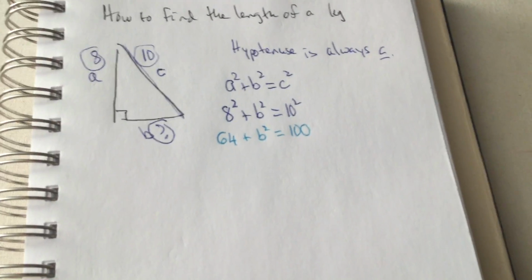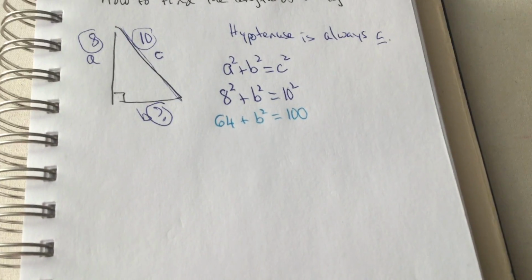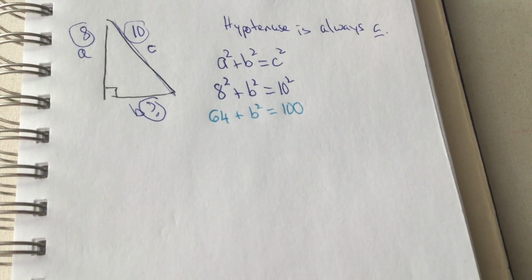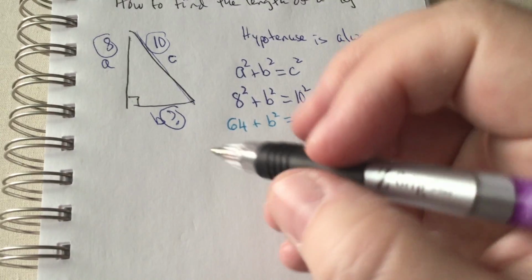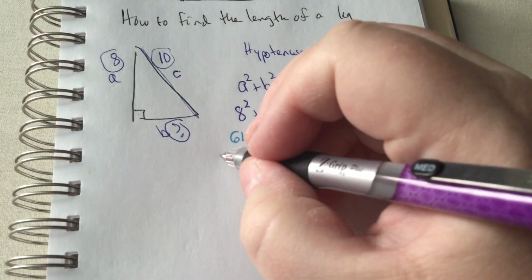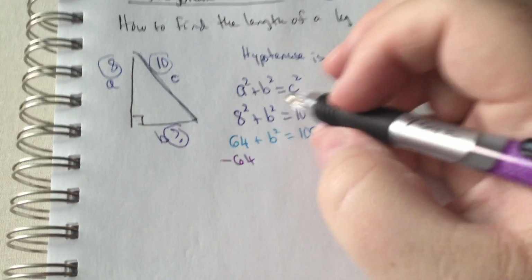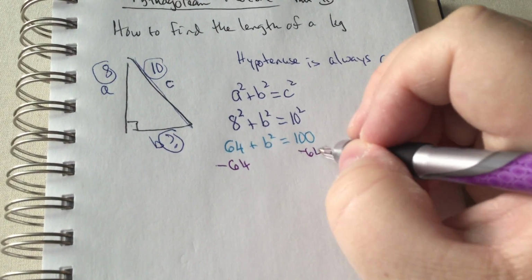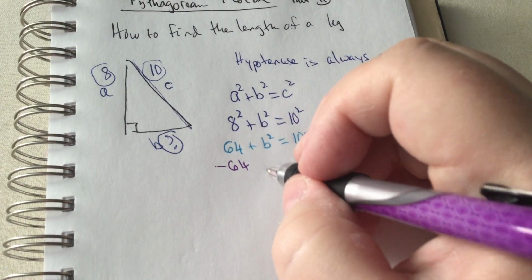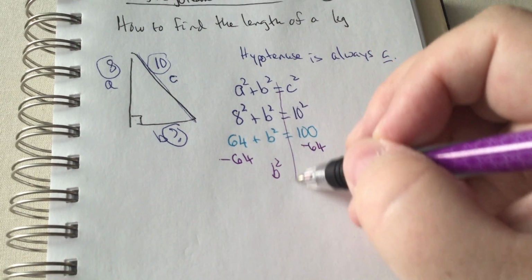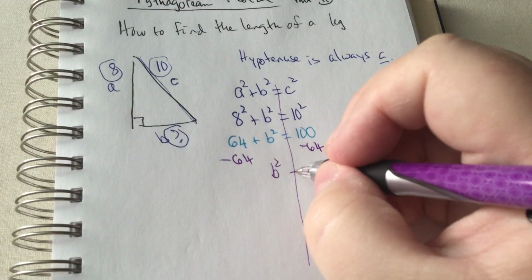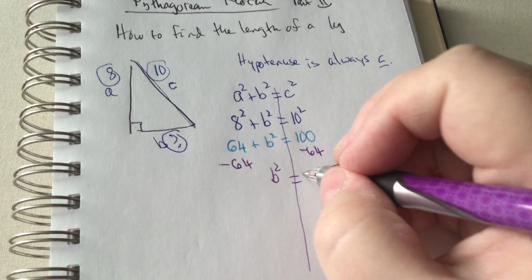This is just an equation, you guys. You're still going to isolate and solve for B. Same sort of equation solving processes that we've been using all year and that you've been groaning about a little bit. We're going to subtract 64 from both sides. This is going to leave us with b squared. You can even draw a little line if you want to. Look, it's an equation the whole time. B squared is equal to 100 minus 64 is 36.